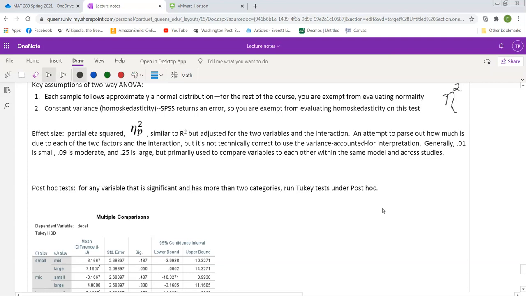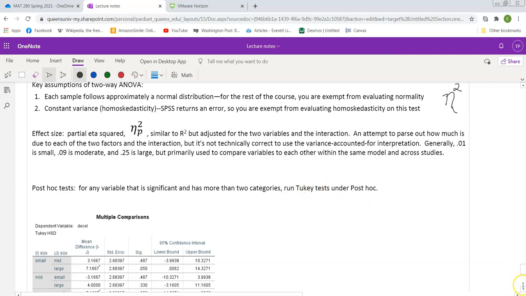All right, post hoc tests. Post hoc tests are not needed for variables that are not significant or variables that have just two categories. Because remember, the whole point of post hoc tests is to say, oh, there's a significant difference in this variable that's got three or more groups, so let me compare pairwise those groups.